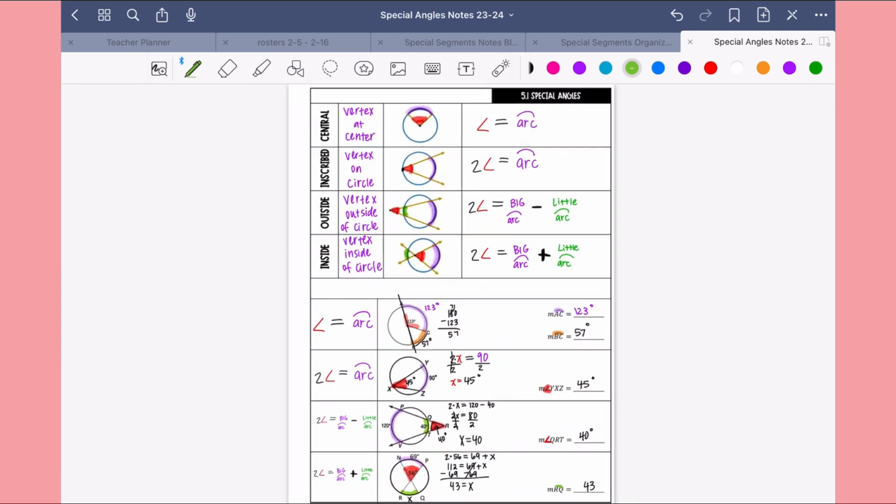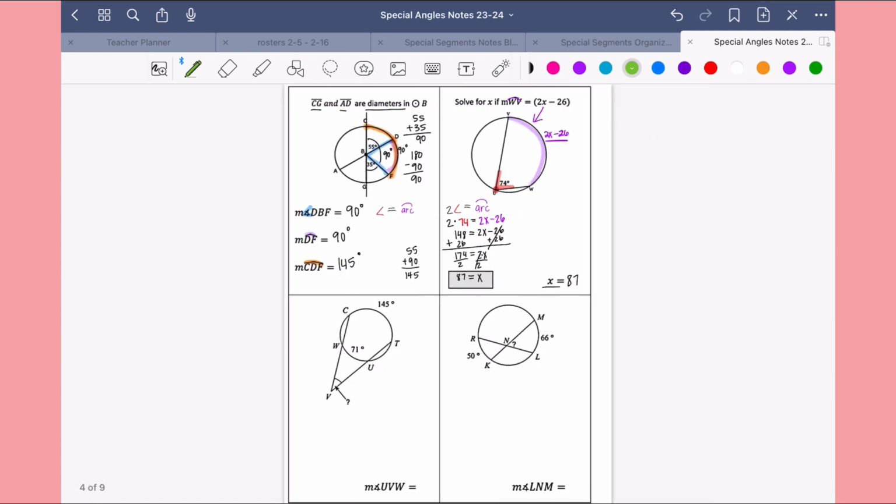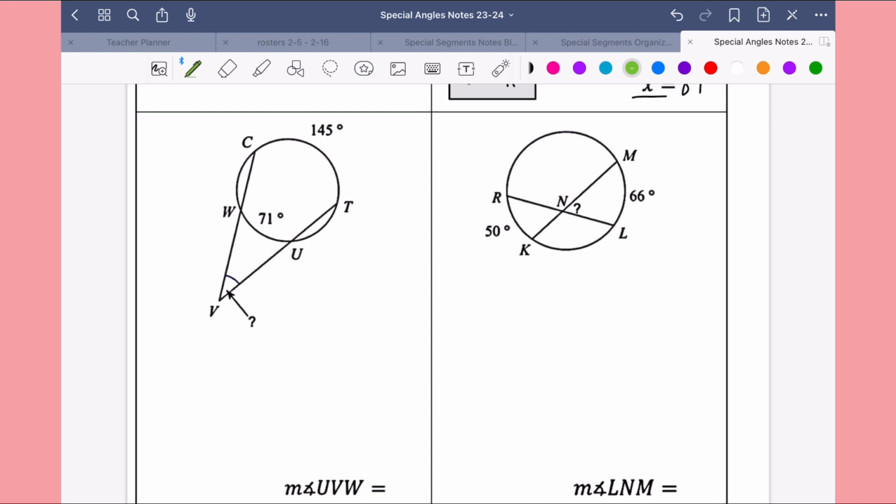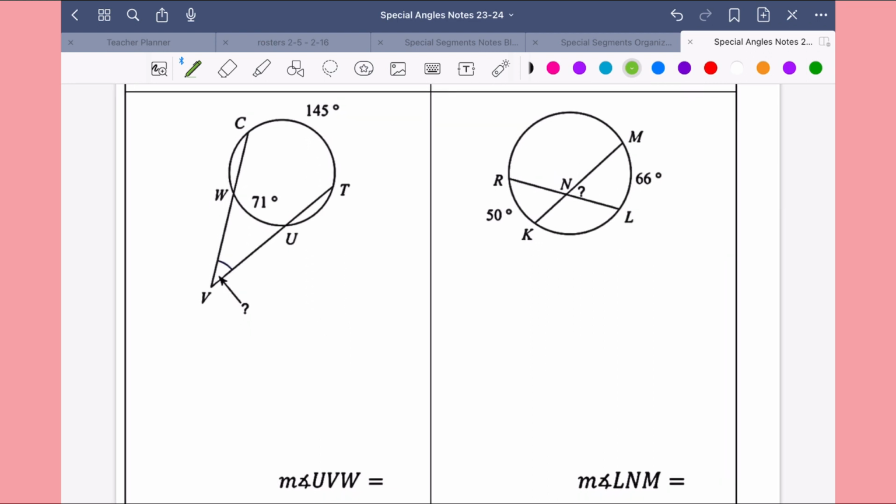Then you have the back 2 examples to try on your own. I'm going to make a separate video for that if you want to review those answers.